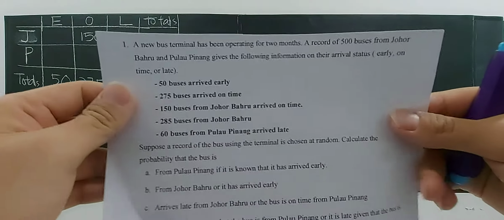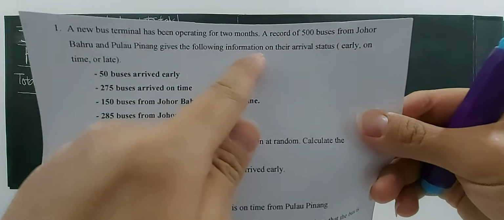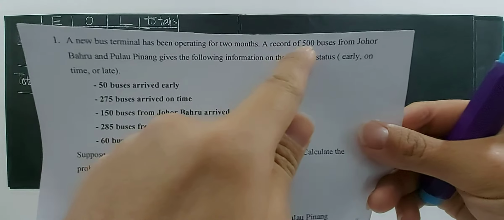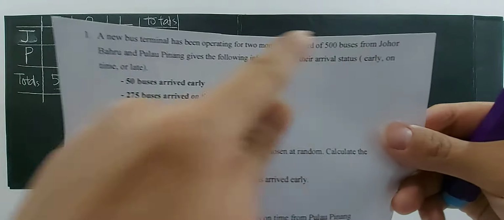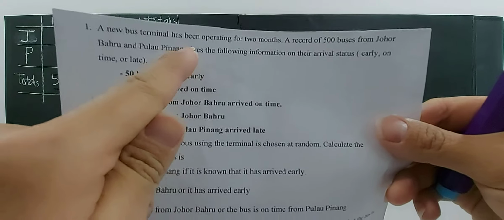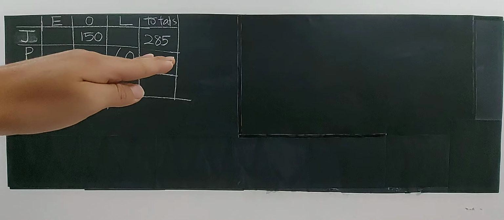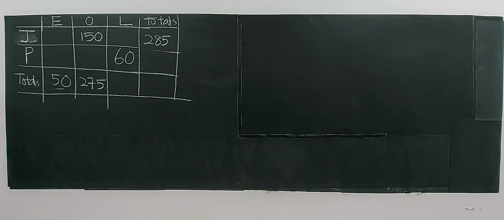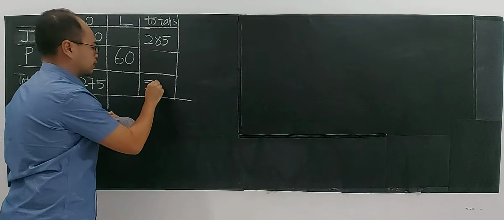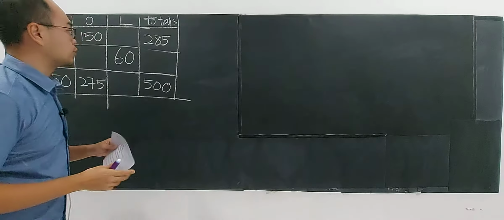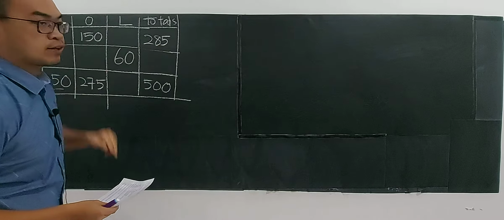One more piece of information that I should put inside the table here is 500, because a record of 500 buses from Johor Bahru and Pulau Pinang. So the total of Johor Bahru and Pulau Pinang buses is 500. You have 500 buses, and you already know that from Johor Bahru is 285.